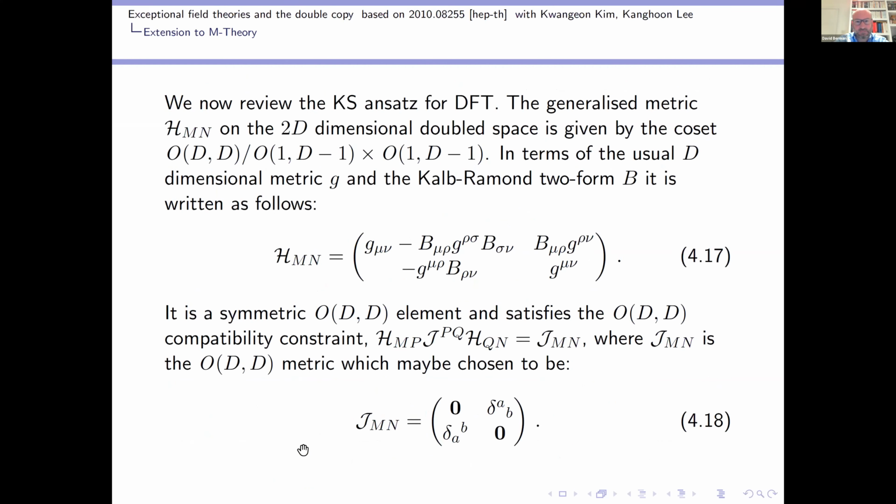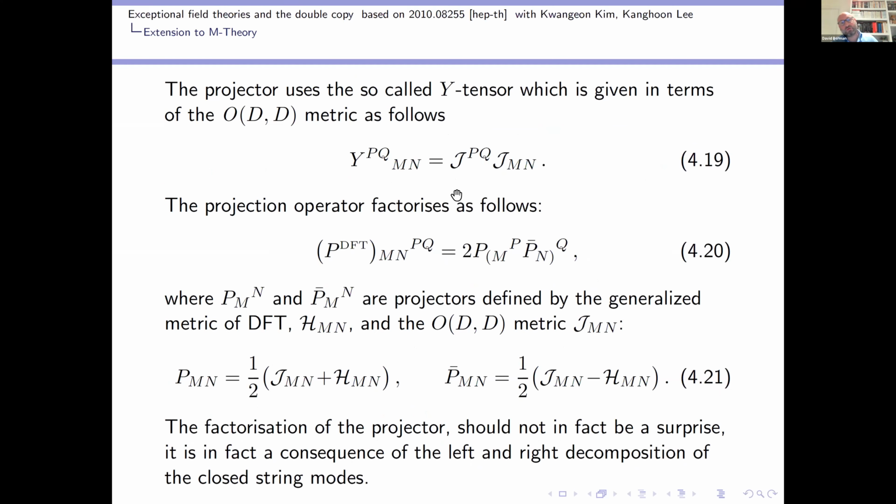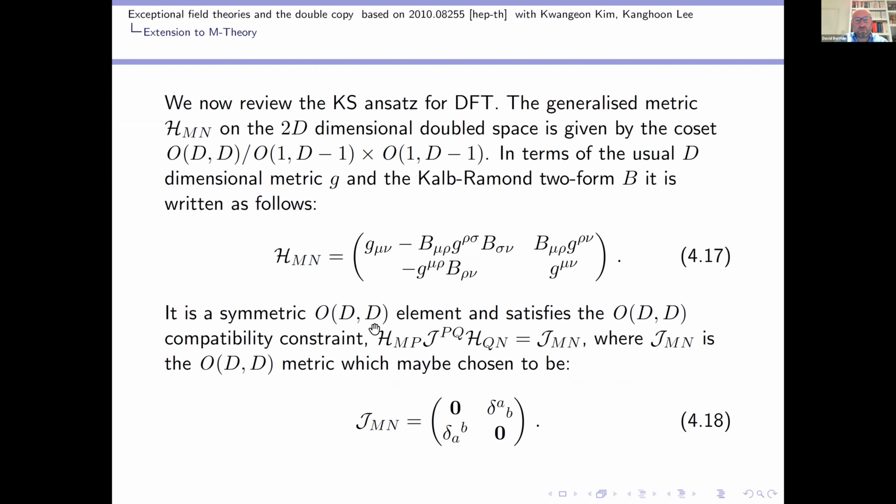Okay. So the next thing to try is this double field theory. Here again is the metric, which combines the usual metric in the B field. This is some additional structure required on the space. And then the Y tensor required for that projector is given here. And in double field theory, something happens which doesn't happen in all theories, is that the projector factorizes. So you get a pair of projectors. And in fact, this corresponds to a left and right decomposition of the string modes. Okay, so recall that these fields are actually the zero modes of the closed string.